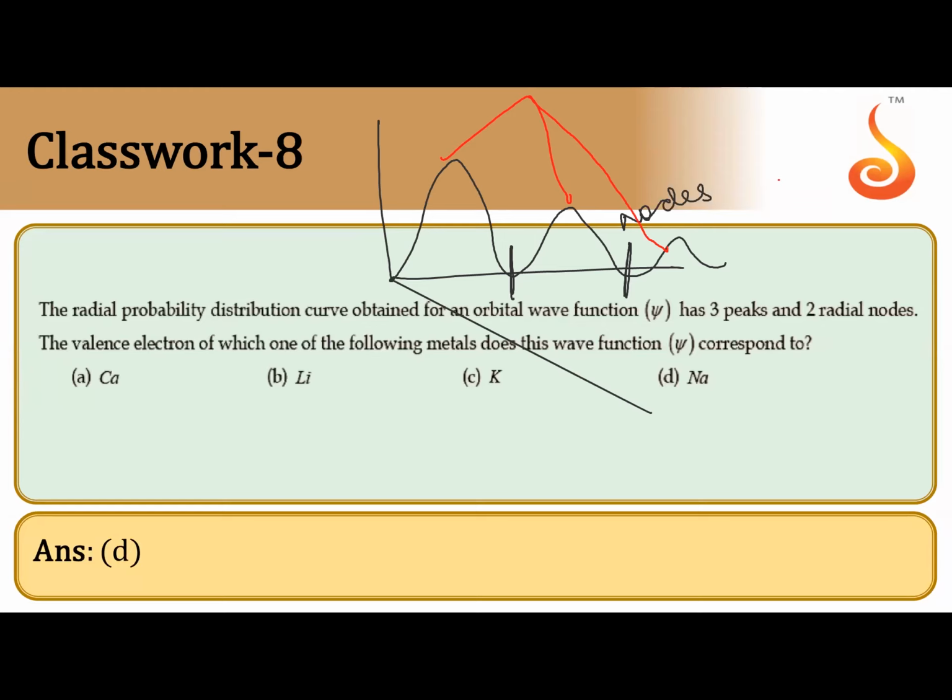Very good, it's the third shell. How do we know it's a third shell? Because we have 3 peaks here. As soon as they say 3 peaks, it's third shell. That's all. 2 peaks, two peaks meaning second shell and so on.